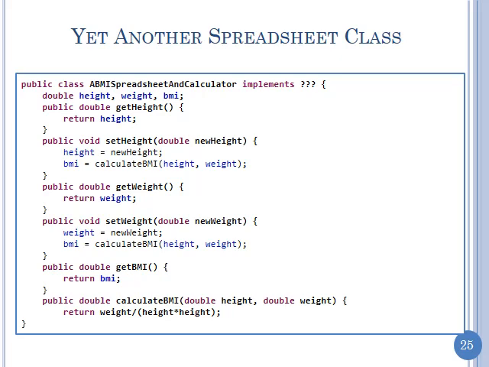Rather than computing once here and once here with the same formula, I put that formula in this method, so that if I later change the formula and want to use some other units, like feet and pounds, or inches and pounds, I can just change my calculate BMI. I don't have to change two different places.